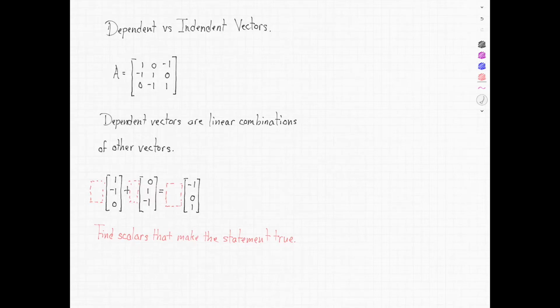Well, let's take a closer look at those. Notice that I'm looking at this very first row of 1, 0, and minus 1. So if I have some scalar times the 1 plus another scalar times the 0, this has to equal some scalar times negative 1.